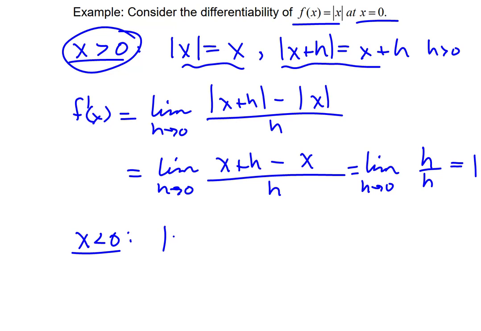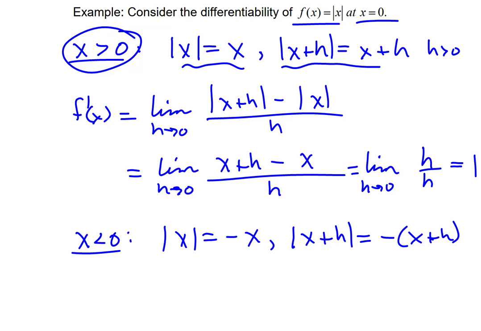According to the piecewise definition of absolute value of x, when x is negative, or less than 0 in this case, the absolute value of it would be negative x. And similarly, the absolute value of x plus h would be negative (x plus h). There's a little dependence in this last expression about what the value of h is compared to x.